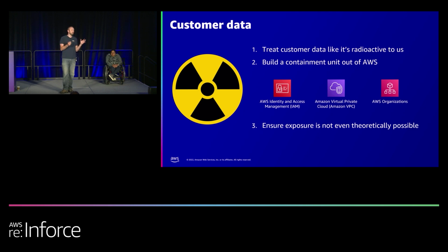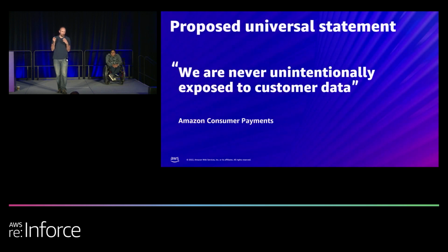This is the boundaries of provable security. It's not just IAM or VPC, but it's protecting customer data. Here's the proposed universal statement that we want: that we are never unintentionally exposed to customer data. Now, it may seem strange to see the word unintentionally here. Why would we ever want to be exposed? Unfortunately, it is necessary in the case of, say, a fraud investigation. But even there, we have controls in place. Think of it like a virtual Geiger counter, which says, oh, this person's been exposed too much already. We better make sure they don't get exposed anymore today.